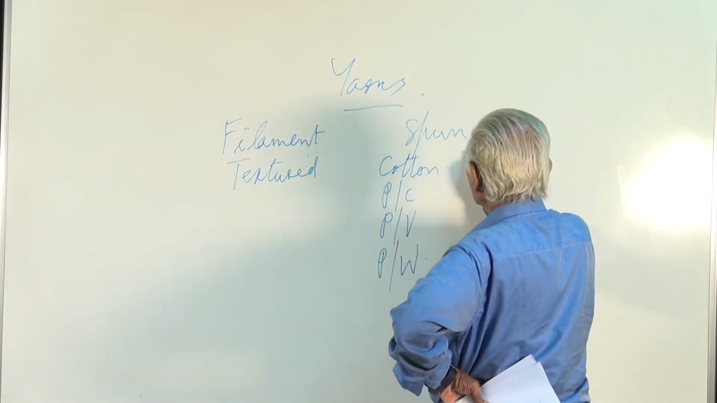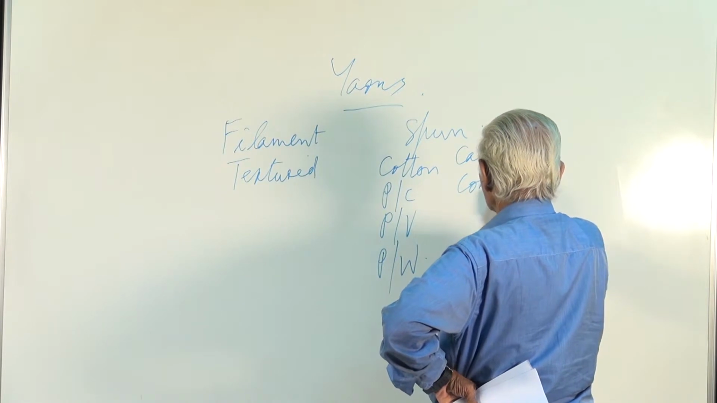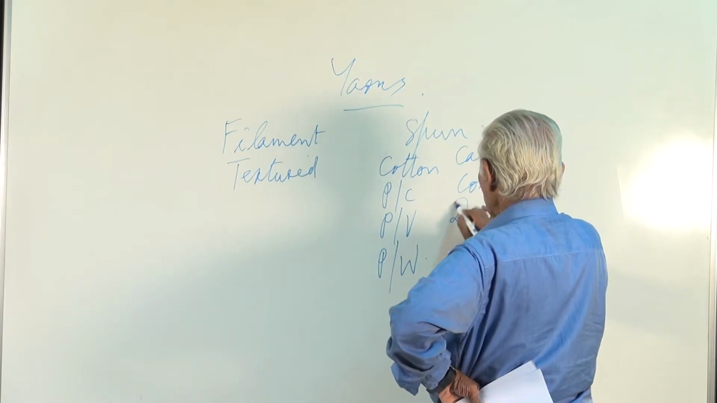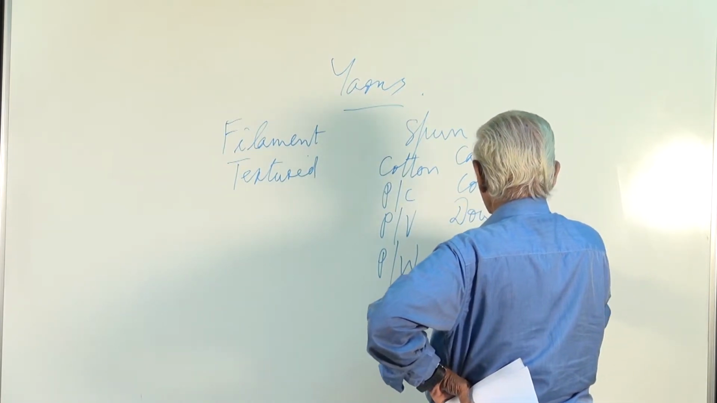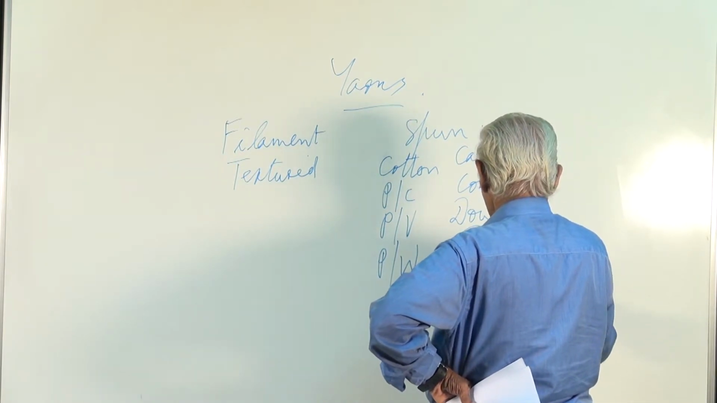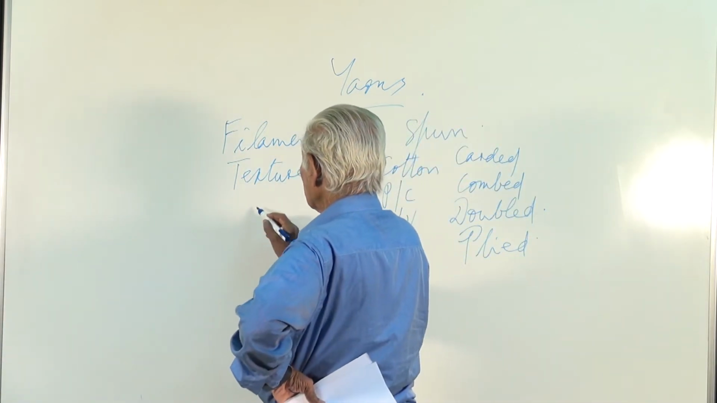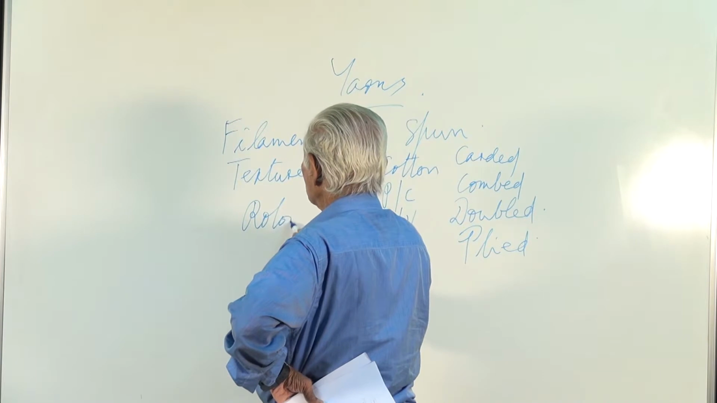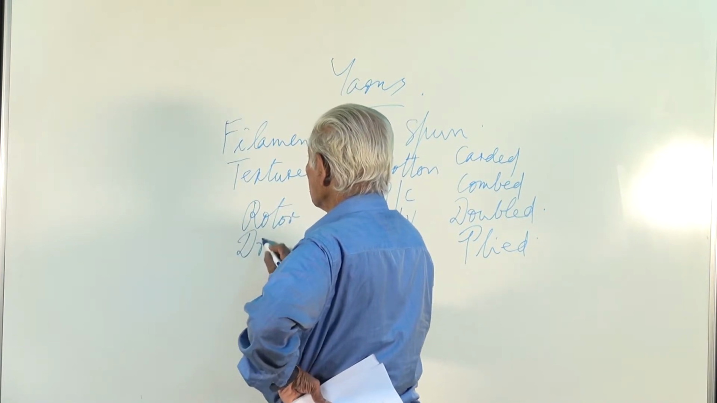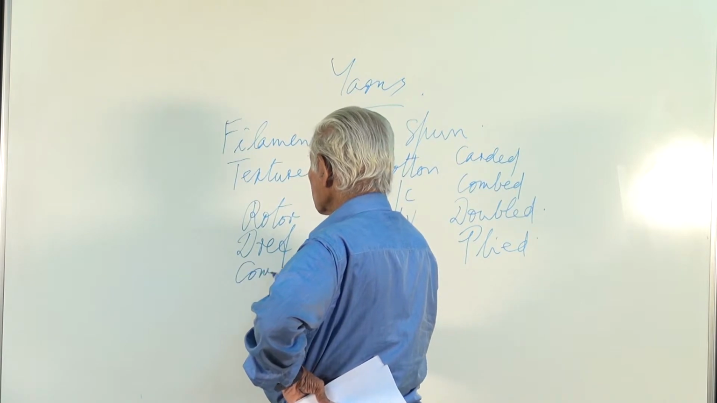And the terminology: carded yarns, combed yarns, doubled yarns, plied yarns, and so many other types of yarns like rotor yarns, drafted yarns, or composite yarns.